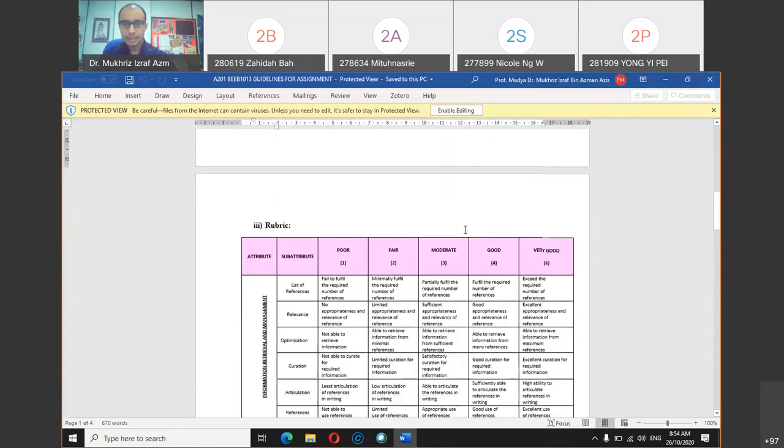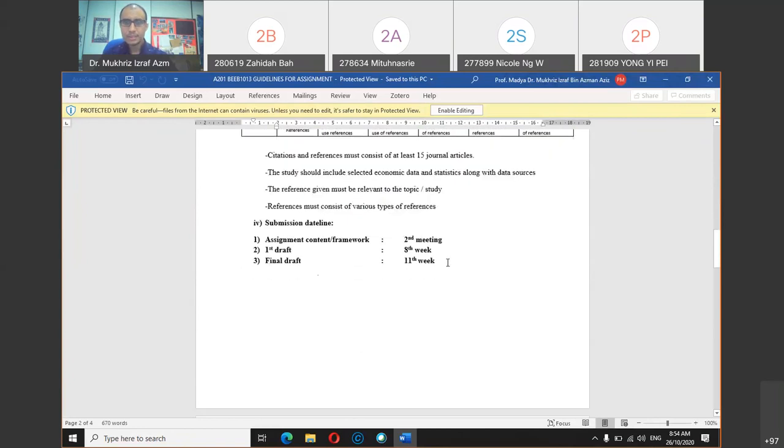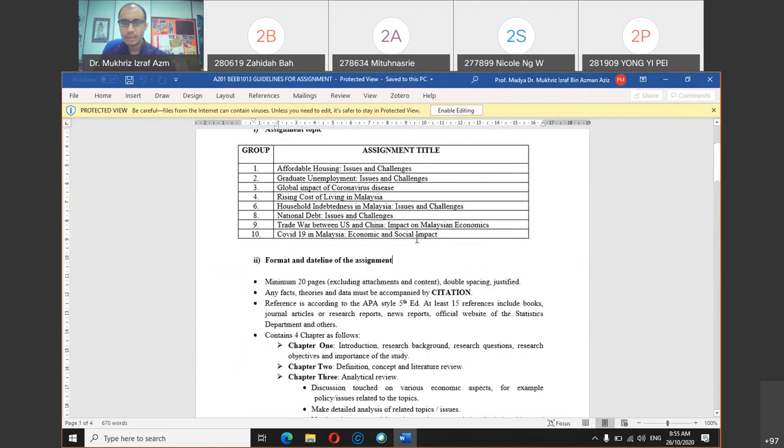But the deadline, if you look at the original plan here, should be submitted around week number 11. So still a long way to go, so no need to worry at this stage. But what you can do is wait for me to upload the instructions, and also the group names in your OL. But the idea is basically to come up with an economic topic within the scope of your syllabus, nothing too heavy.